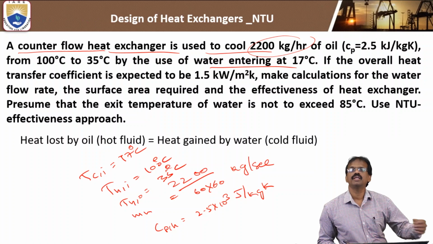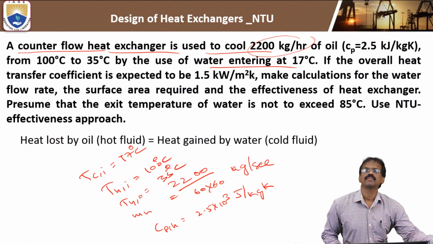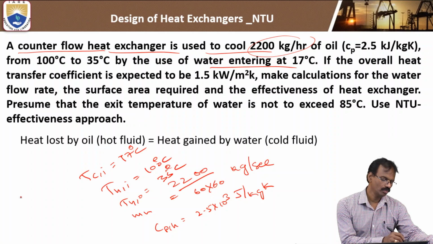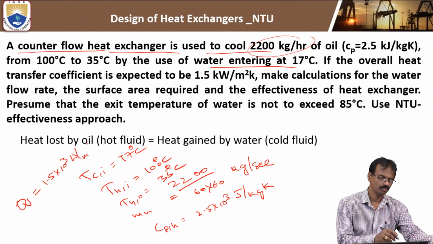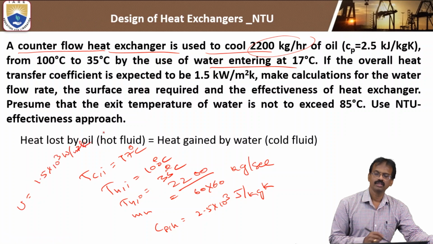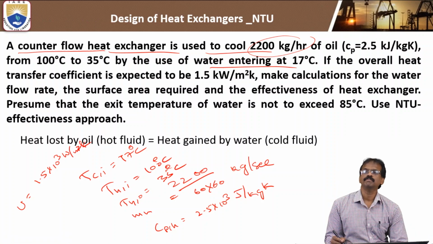The overall heat transfer coefficient U is given as 1.5 kilowatt per meter square Kelvin, that is 1.5 into 10 cube watt per meter square Kelvin. So these are the values given in this numerical.